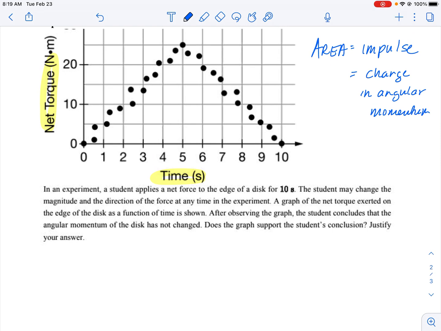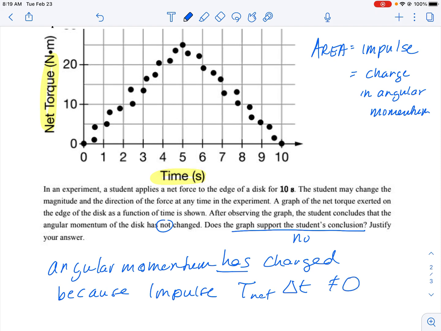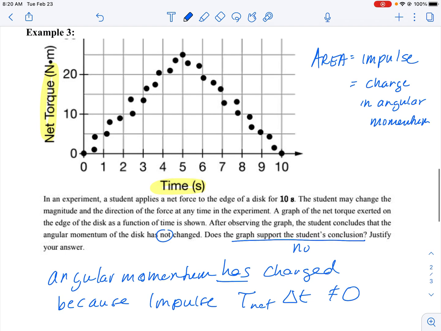So I would say no. I would say that this does not support the student's conclusion. I would say that the angular momentum has changed because the impulse, which again is net torque times delta t, is not 0. In fact, if we wanted to, we could figure out how much it changes by figuring out the area.